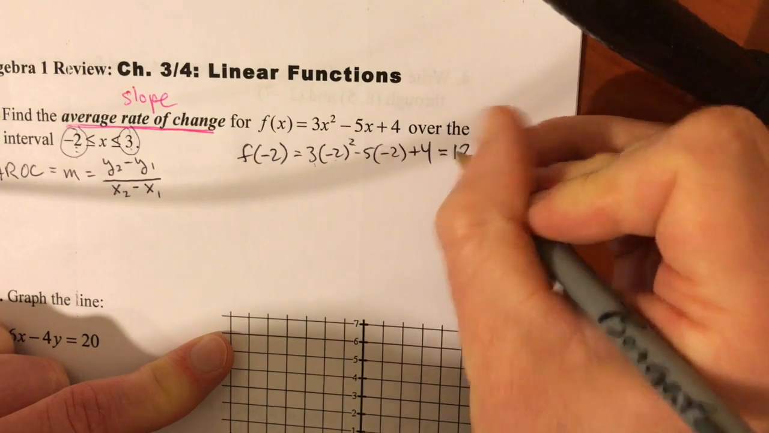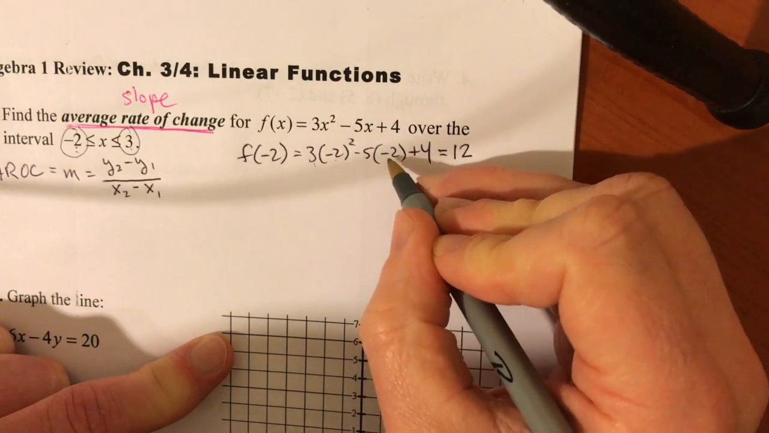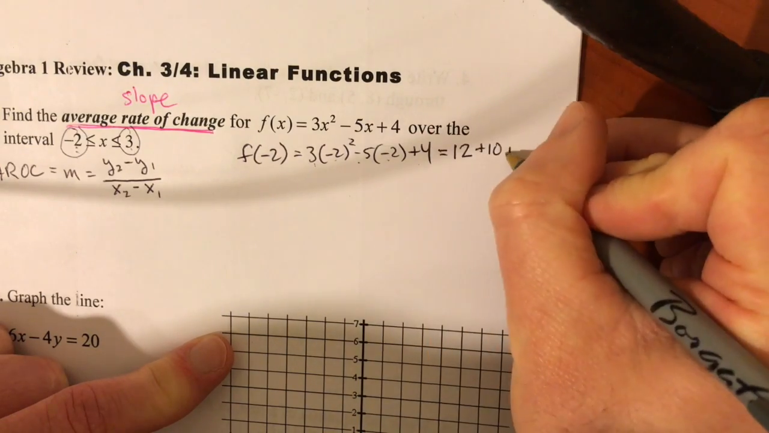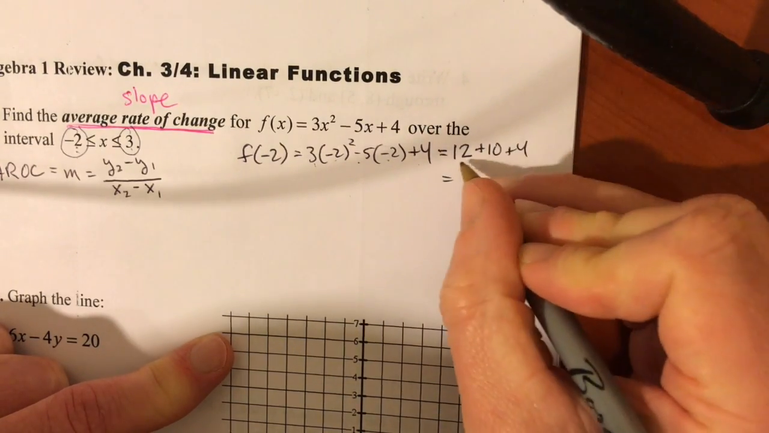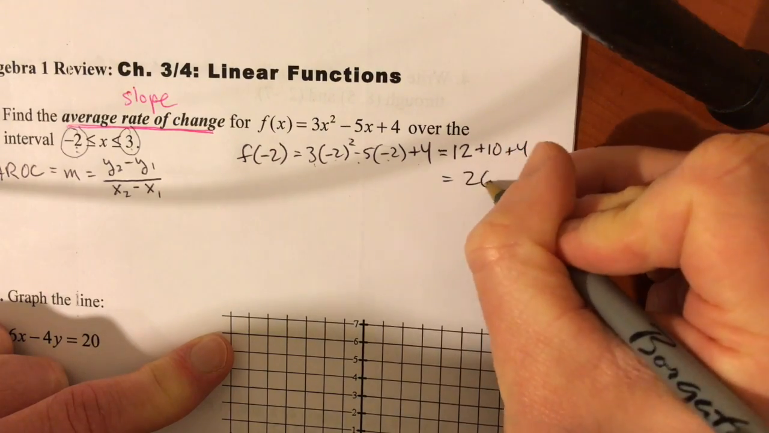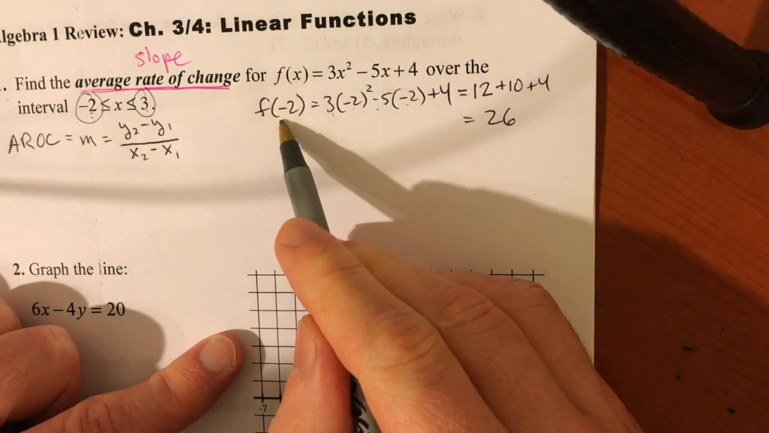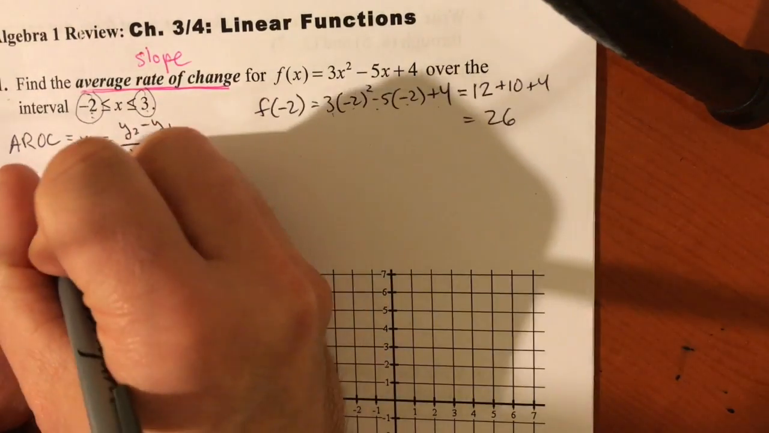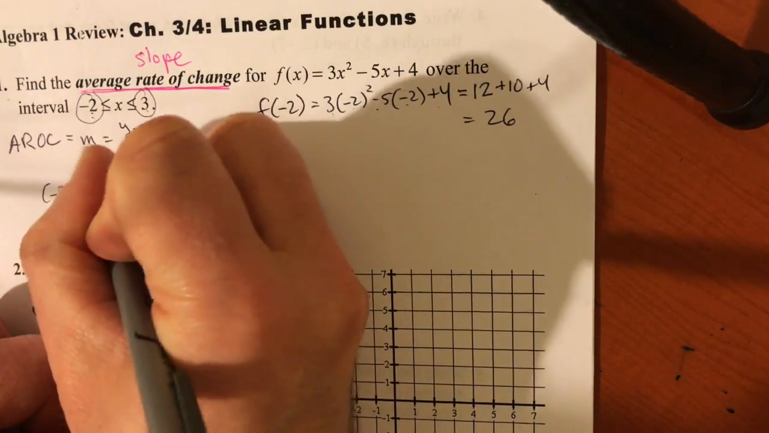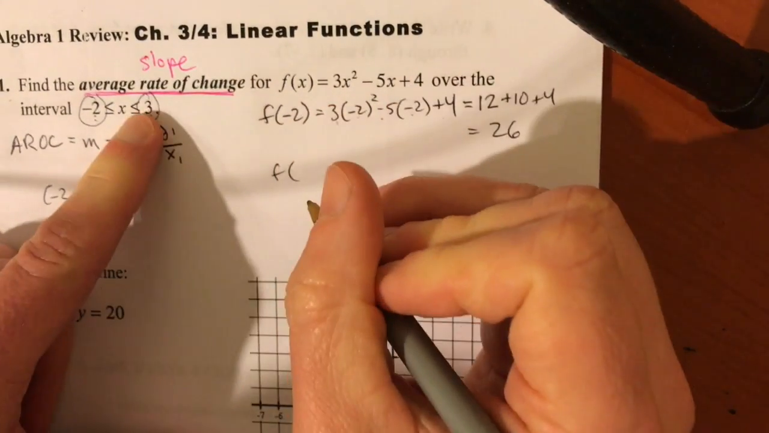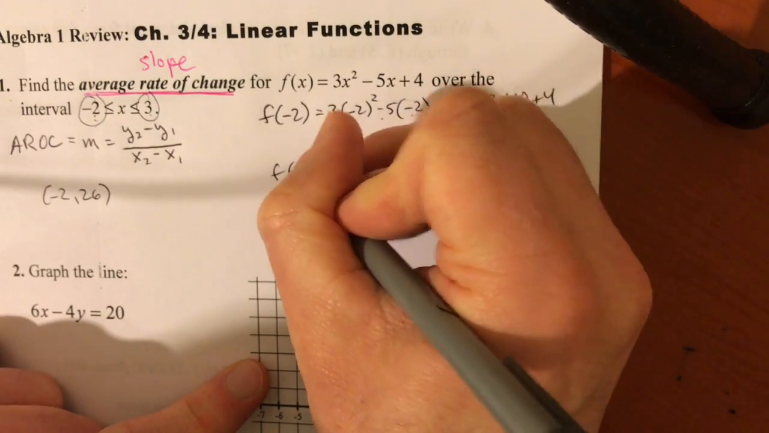Your order of operations, exponents, then multiplication. -2 times -5 is +10, and plus 4. And that gives you 22 plus 4, which is 26. So 1 point that we're dealing with is -2, 26. To get the other point, we need to plug in 3, the other end point of the interval.